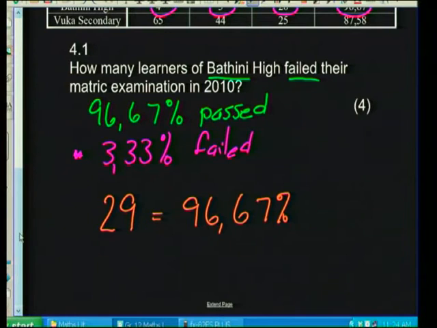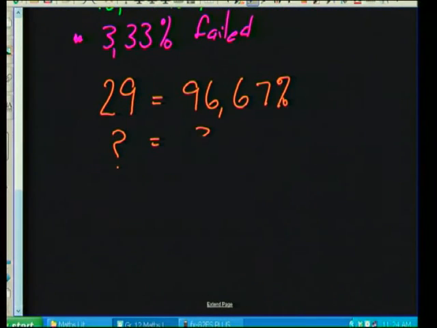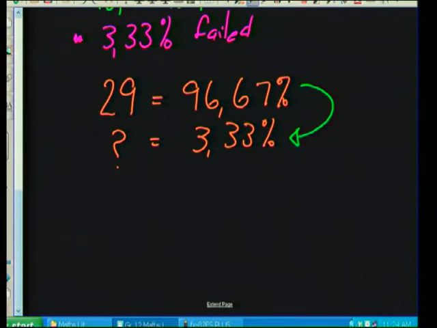And now I want to know how many learners actually represent this 3.33%. And that's what I'm looking for. So I want to know how many learners is actually 1%. Or I can think about it as a ratio. Well, it is a ratio. So all I'm going to do in this case, I'm going to see, well, what do I do here? I'm going to do the same thing there.